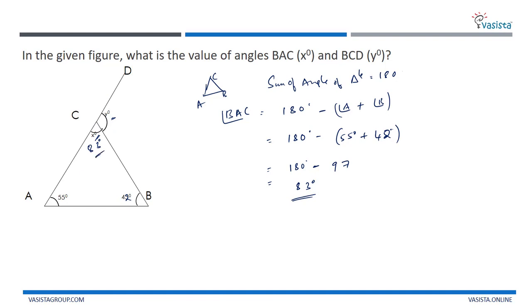Now we have to find out the BCD. So to find BCD, what we can do, we know that the angle ACD is equal to 180 degree. So now angle BCD is going to be 180 degree minus 83 degree, which is nothing but, 10 minus 3 is 7, 17 minus 8 is 9, 97 degrees. This is 97 degrees.